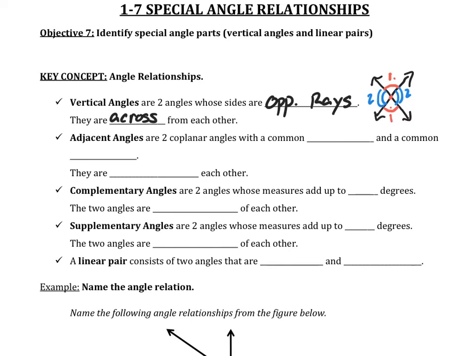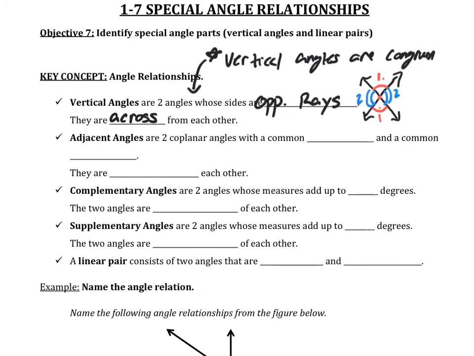So one thing we want to note, and this is not included in your notes, but it is important, so we're going to add it in, is that vertical angles are congruent. So that means that their measurements are the same. Okay, so that's very important for vertical angles.